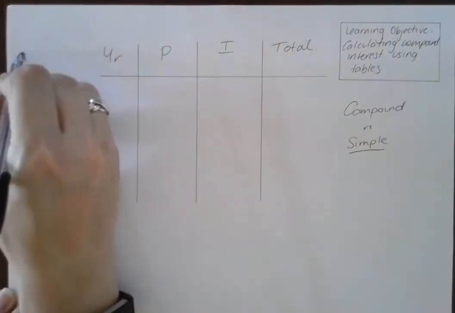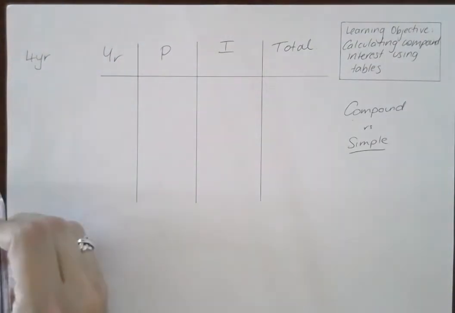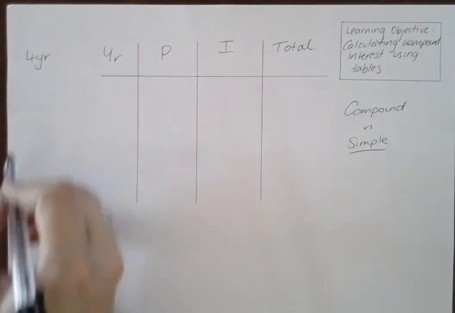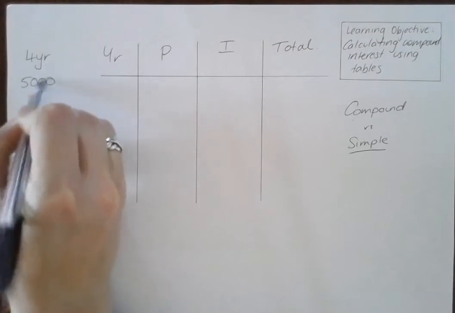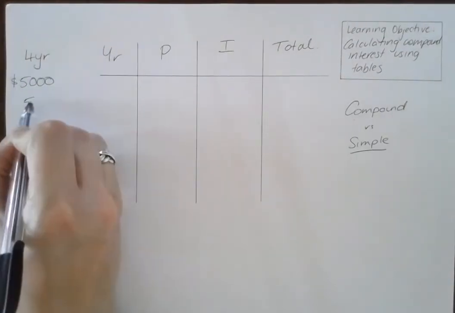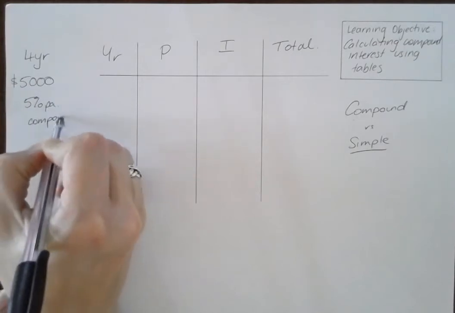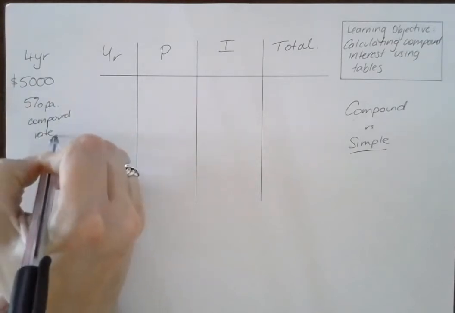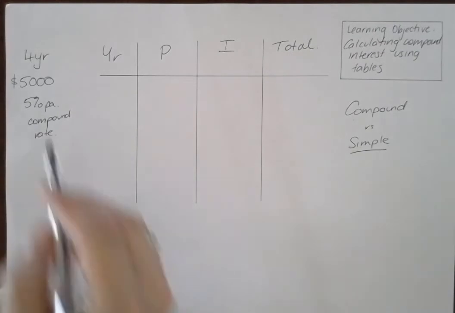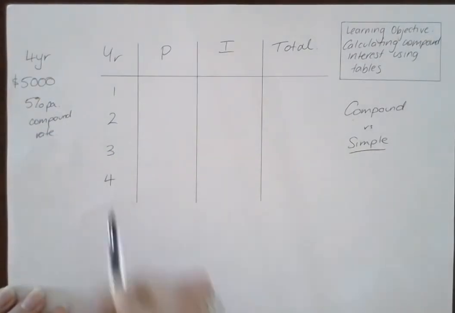Let's go with this example. We are going to have a 4-year term. So our T value is 4. We are going to have $5,000 in the bank, and this time we're going to use a 5% per annum compound rate of interest. Okay, and we're going to see how this is different. So let's start with our 4 years. 1, 2, 3, 4. Nice big table so we can spread out and see what we're doing.